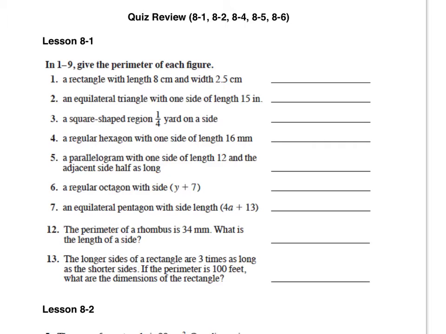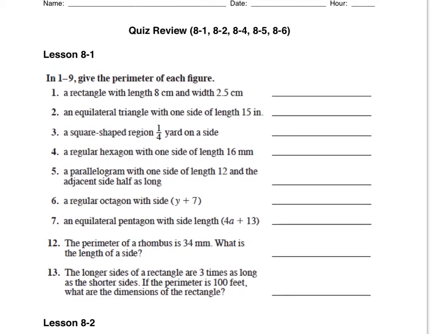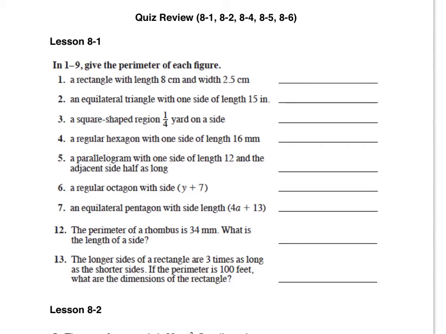Number 1, a rectangle with length 8 and width 2.5. You're going to have two lengths that are 8, two lengths that are 2.5. If you add them all together, you should get 21 centimeters.